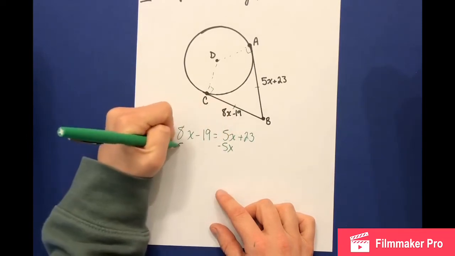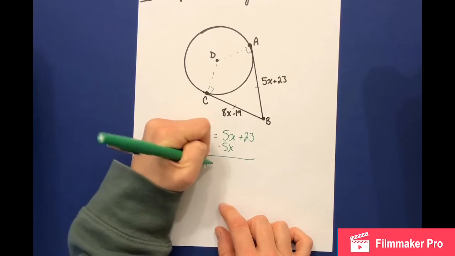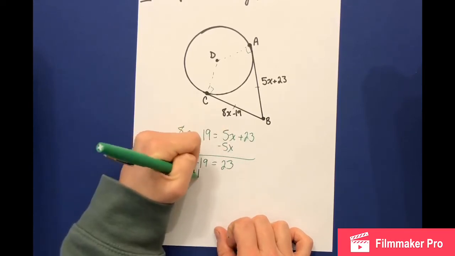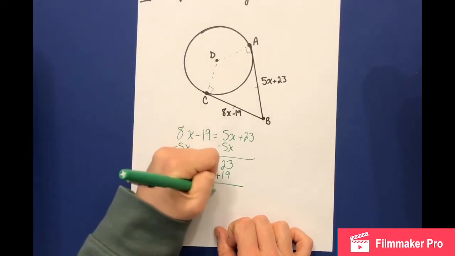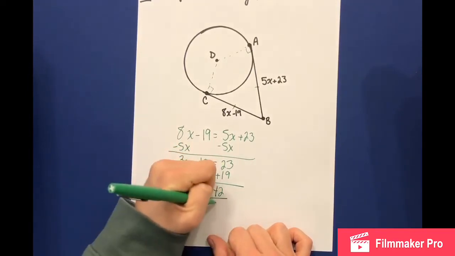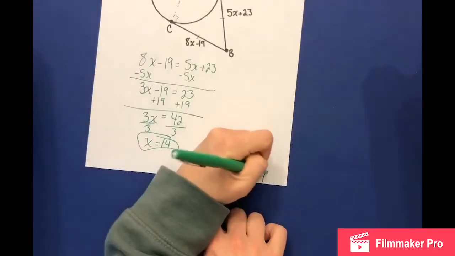I'm going to subtract 5x from both sides. I get 3x minus 19 equals 23. Add 19, add 19. I get 3x equals 42. Divide by 3, divide by 3. I get x equals 14, and that's what they wanted. So that is my answer.